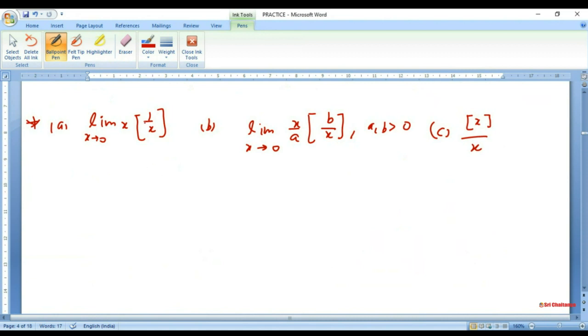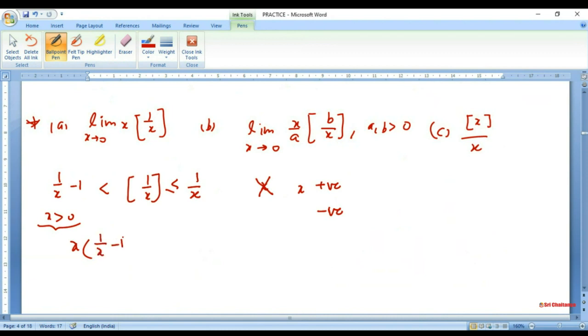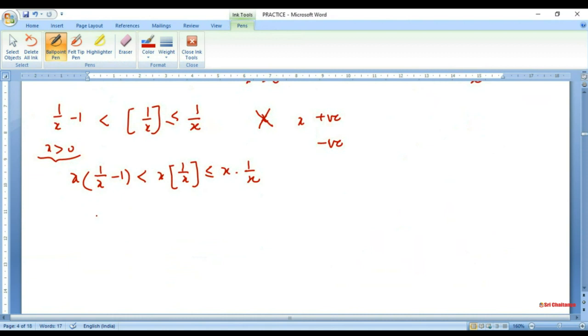So what we do is first realize that we need to use that. So we'll write floor of 1 over x is less than or equal to 1 over x, and greater than 1 over x minus 1. This is true even if x is positive, negative, whatever. But can we multiply by x? No. That depends on whether x is positive or x is negative. So we'll take the cases now. If x is positive, then multiplying with x will preserve the sign. The sign won't change. So we have multiplied by x throughout. x is positive, so the sign is preserved. And so we are left with 1 minus x less than x times floor of 1 over x, less than or equal to 1.